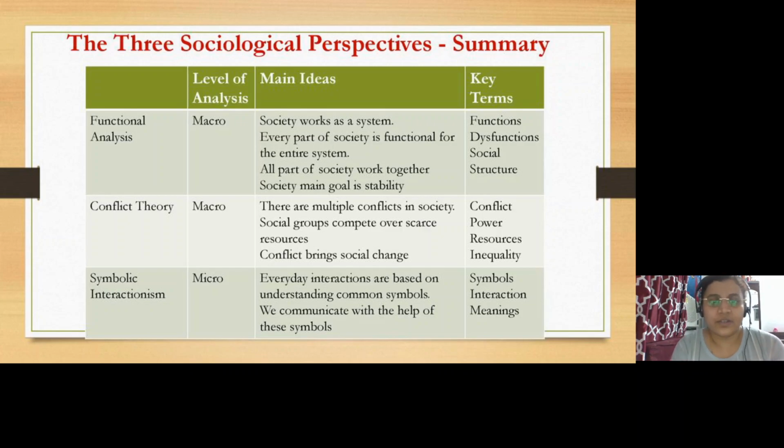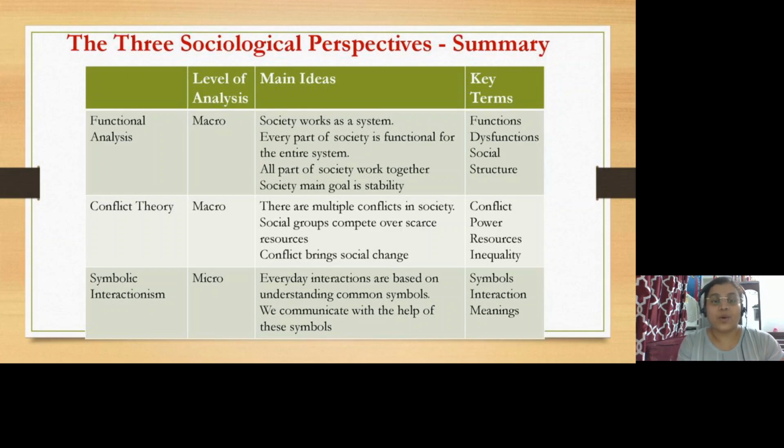Another one is conflict theory. In all societies there are multiple conflicts, and social groups or social classes compete over scarce resources, the lack of resources, which we can easily understand. There is always inequality in the distribution of resources, and whenever this unequal distribution happens, conflict happens. Some key terms here are conflict, power, resources, and inequality.